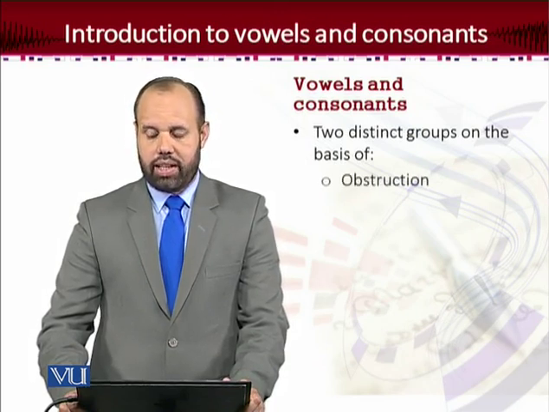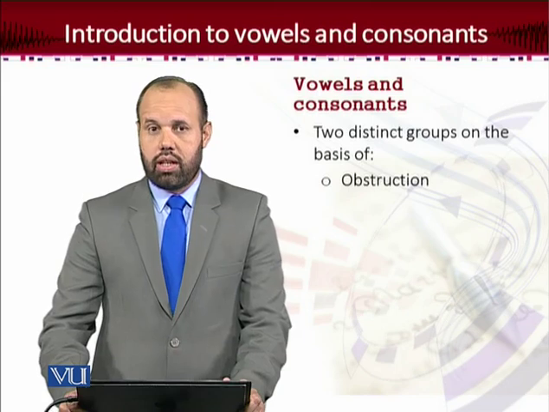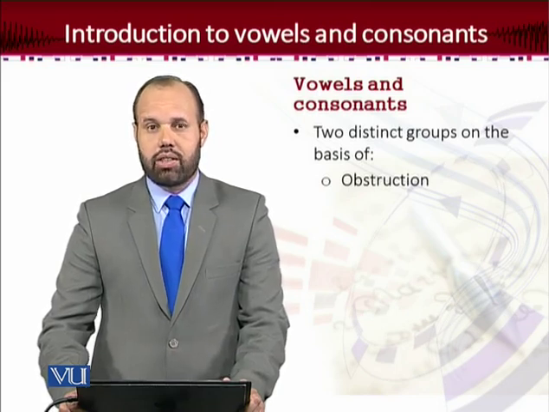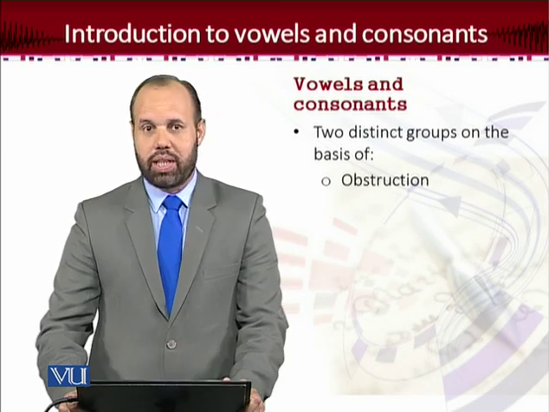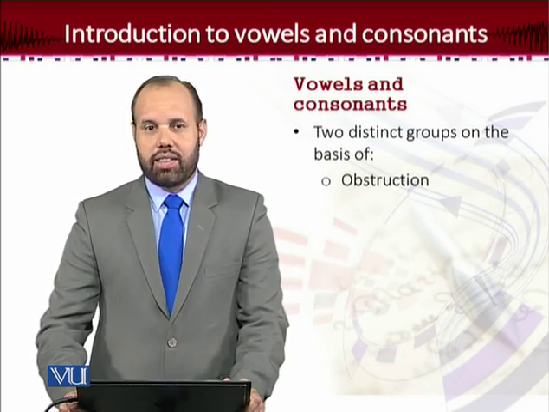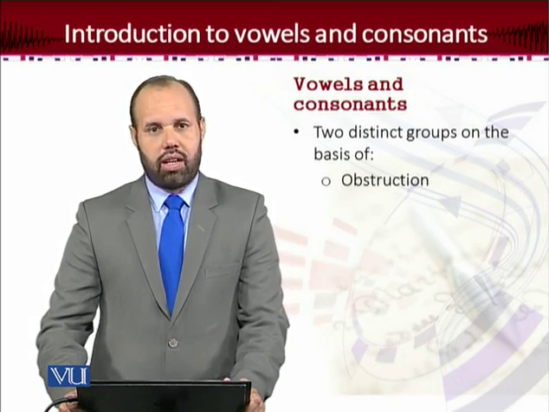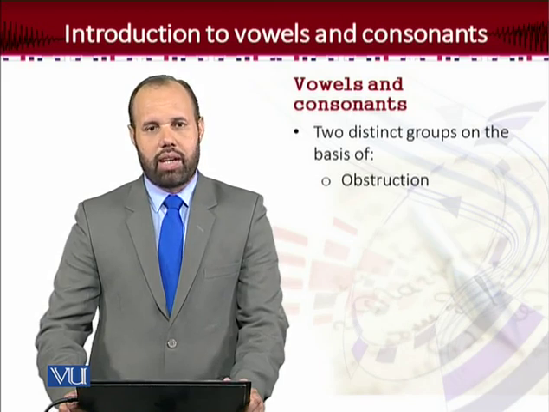traditionally, one is the obstruction. It is said about vowels that when vowels are pronounced, there is no obstruction from the larynx to the lips, right? This is how it has been mentioned traditionally. And it is said about consonants that when they are pronounced, there is some kind of obstruction at some place within the oral cavity, right? From larynx to lips.